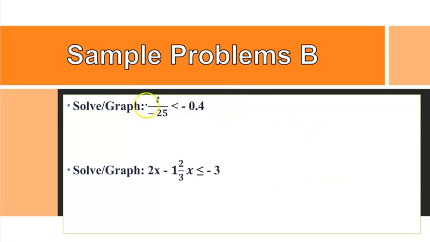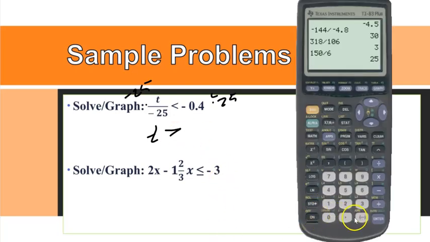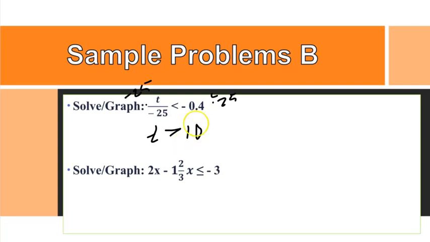Next, we got to multiply by -25. And I have t is greater than because I'm multiplying by a negative. So I'll grab our calculator here. We got -25 times a -0.4 gives us 10. So it'll be a positive 10. On a number line, we got 10 here. Open circle, greater than means going to the right.